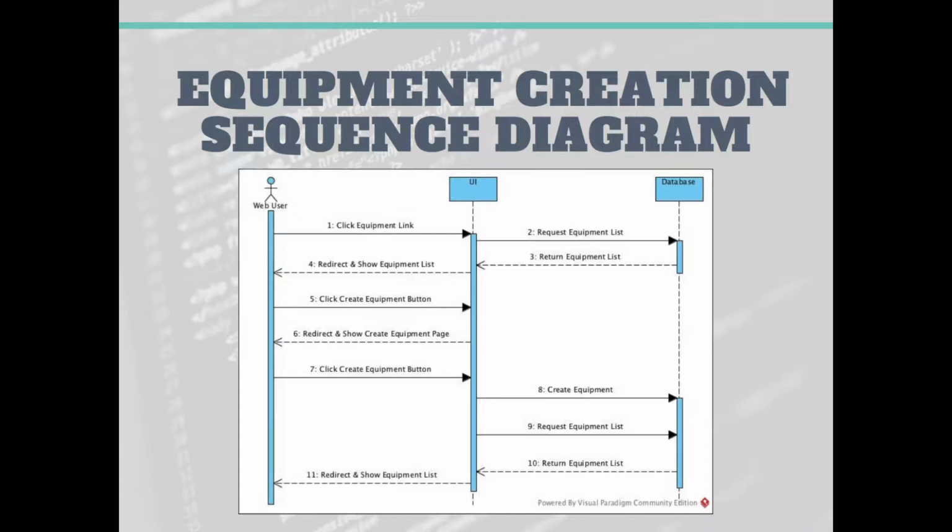First, the user clicks on the equipment link. A request is sent for the equipment list to the database. The database returns it to the UI. The user is redirected and shown the equipment list.